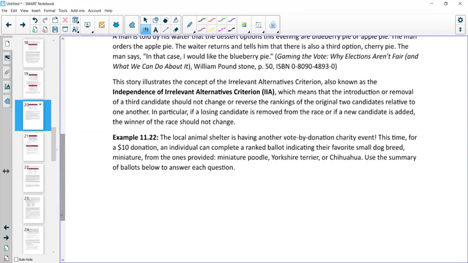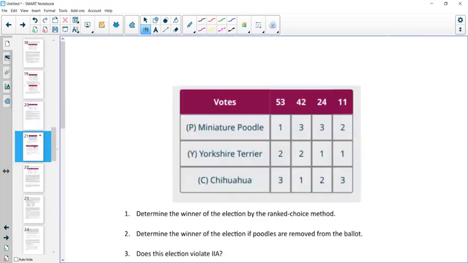The local animal shelter is having another vote by donation charity event. This time, for a $10 donation, an individual can complete a ranked ballot indicating their favorite small dog breed from the ones provided: miniature poodle, Yorkshire Terrier, or Chihuahua. Use the summary ballots to answer each question.